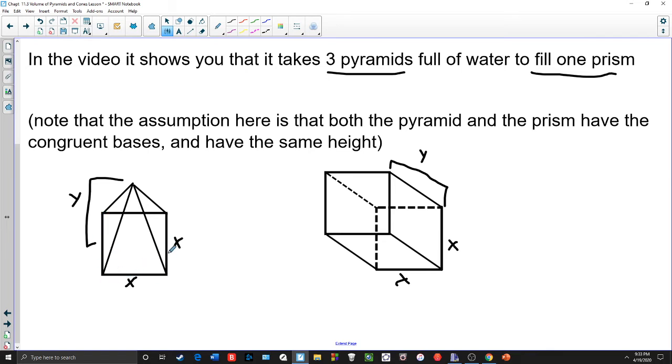So this is a base shape of a square that's x by x. This is a base shape that's a square that's x by x. And then the heights are the same. So this is a height of y. This is a height of y. So as long as the base shapes are congruent, and as long as the heights are congruent, this theorem holds, that it takes 3 pyramids to fill one prism.